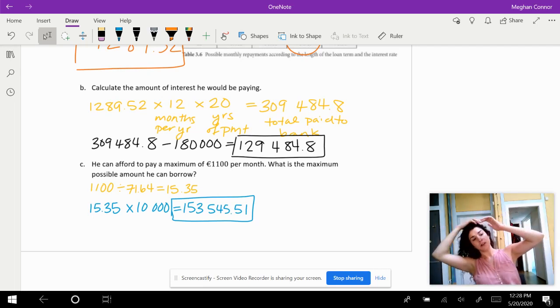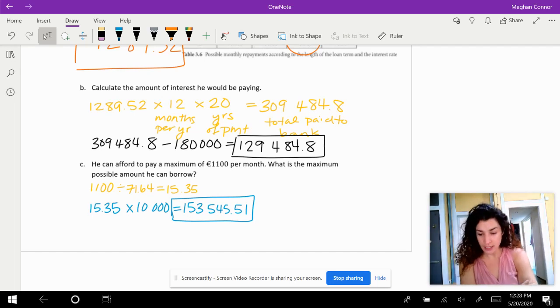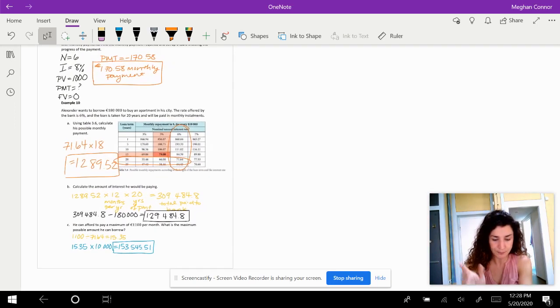So that could decide whether or not he gets the apartment. That could determine whether or not he needs additional help, or maybe he needs to go to a different bank and hope that there's a better interest rate at a different bank. So lots of different options there, but that is the calculations that all go into it.